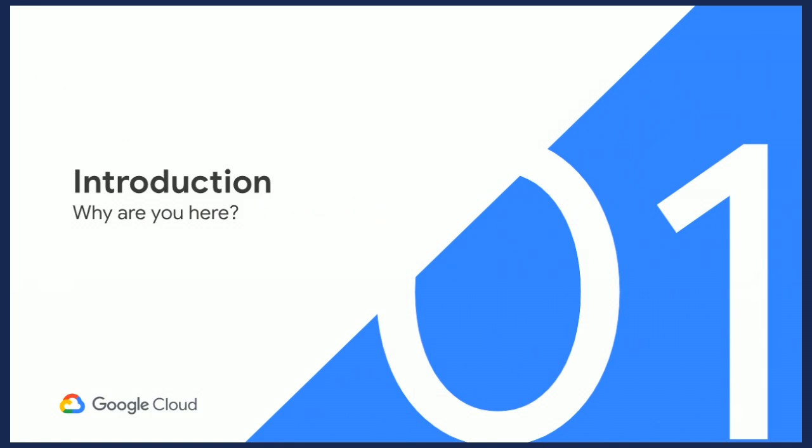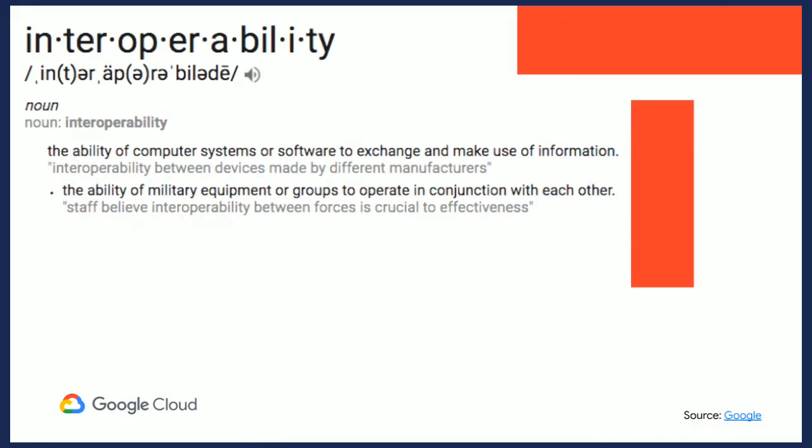Okay, so why are you here? Well, interoperability is defined as having multiple disparate systems being able to talk to each other. Obviously we say interop for short, but if you look at the definition, the main point is when you have these disparate systems, they really don't have much, if anything, to do with each other, and you really want to make them play well together.